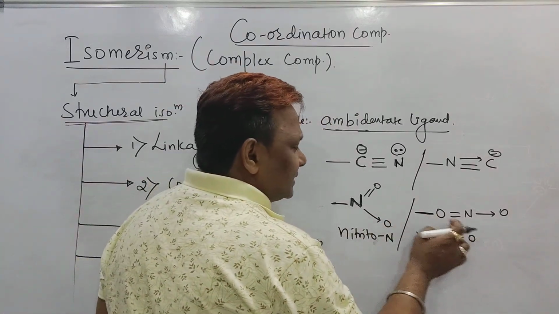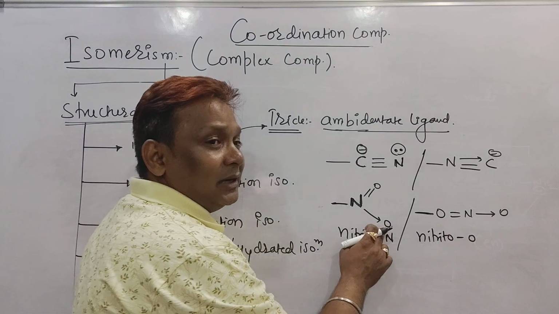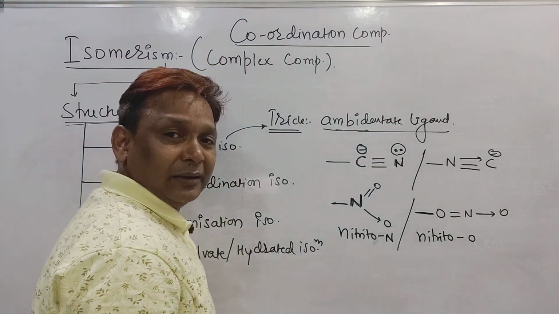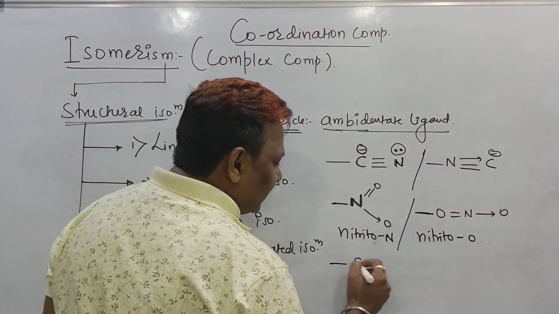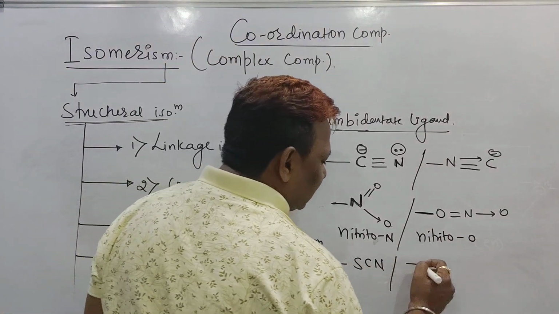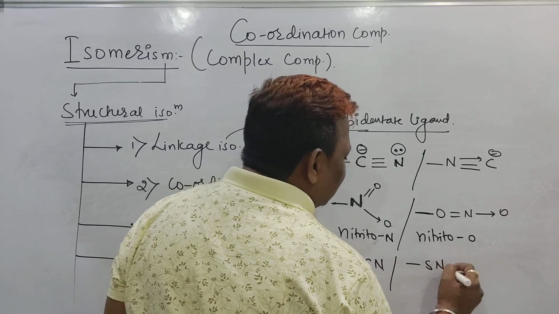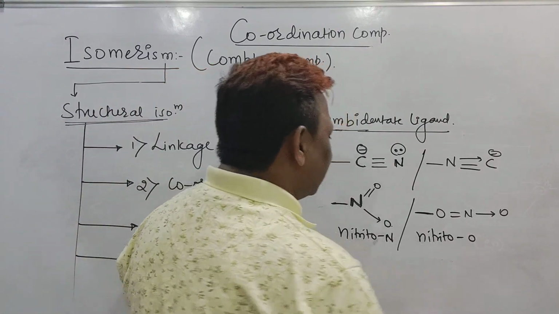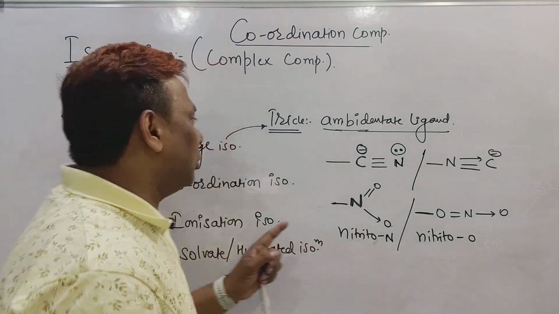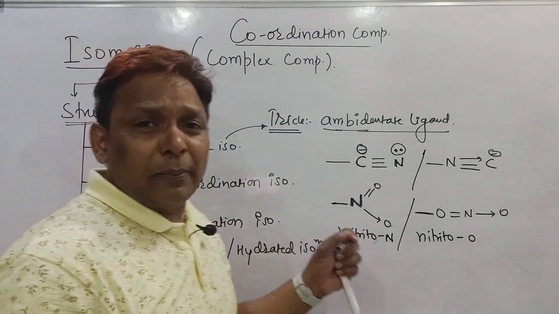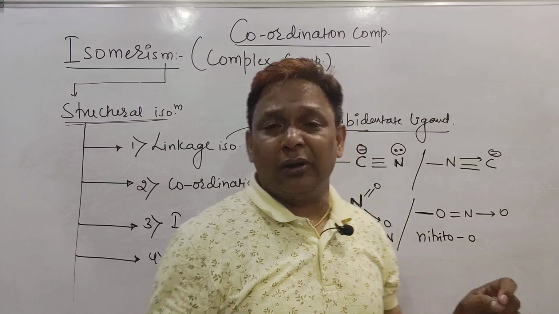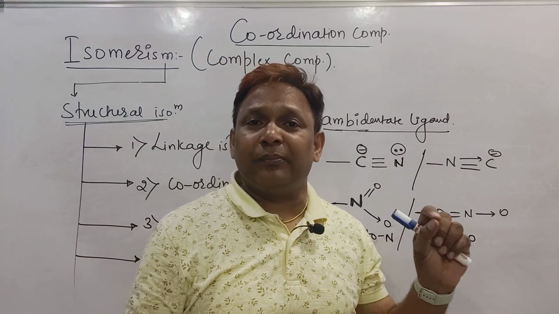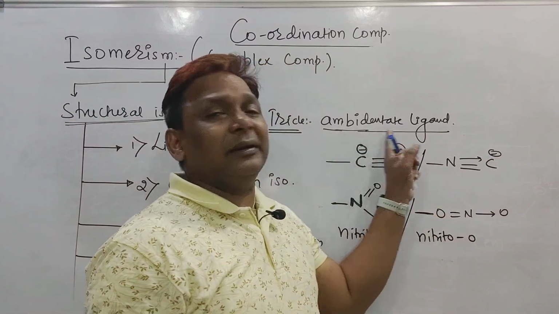This is a species having two donor sites, but at a time only one donor site is used. Such a ligand is called an ambidentate ligand. One more is SCN thiocyanate or SNC isothiocyanate. All the other things are not needed, because up to here these two you have to remember. So how to identify whether the given complex can show linkage isomerism or not? Only one point to remember: that complex compound must have an ambidentate ligand.